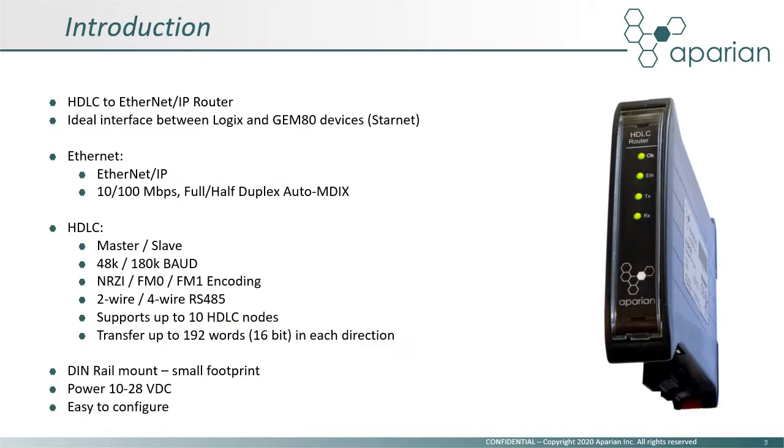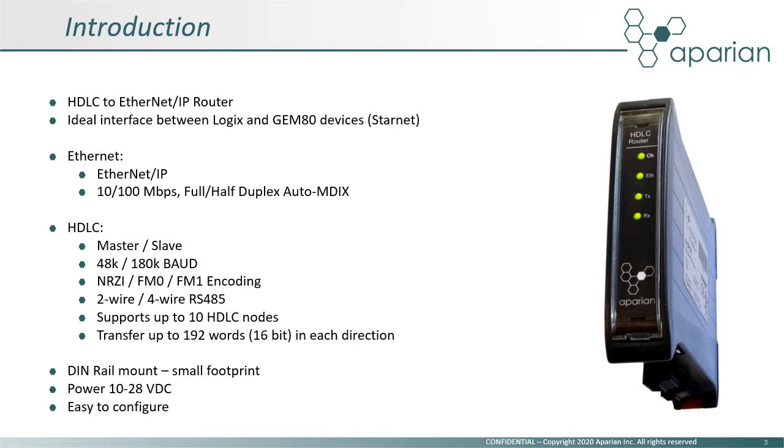The HDLC router is ideal for interfacing Rockwell Automation Logix platforms to legacy GEM80 devices and controllers via the GE StarNet communication card. The module uses a small footprint DIN rail mount enclosure with a wide input voltage range of 10 to 28 volts DC. It provides a standard 10/100 megabit per second full/half-duplex auto MDIX Ethernet interface.